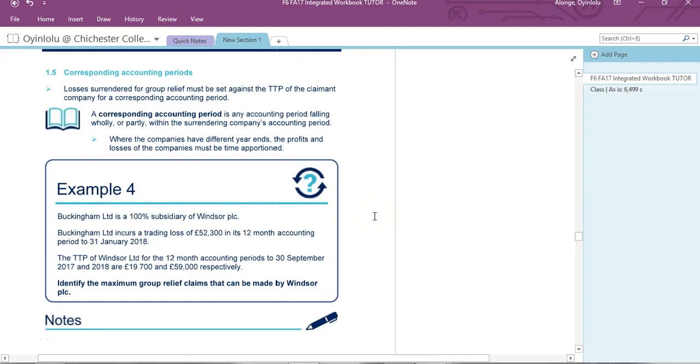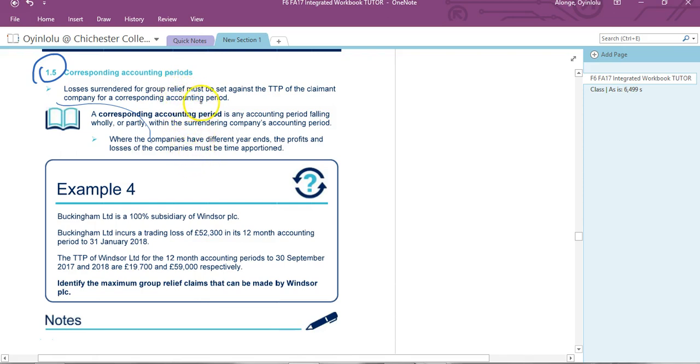Okay, great. So this 1.5 is very popular, I've noticed. I remember it as a student being asked in the little sections and the big sections. It's a very strange little topic. It's totally intuitive, but it's just annoying because sometimes you think, really, what's going on here? So first of all, losses have to be done in terms of corresponding accounting periods.